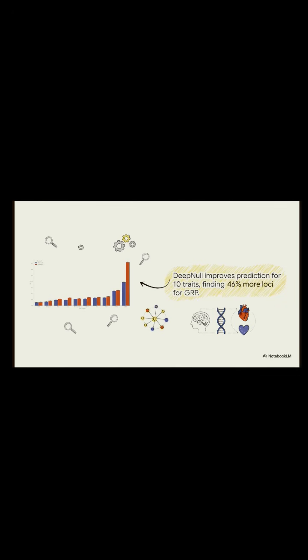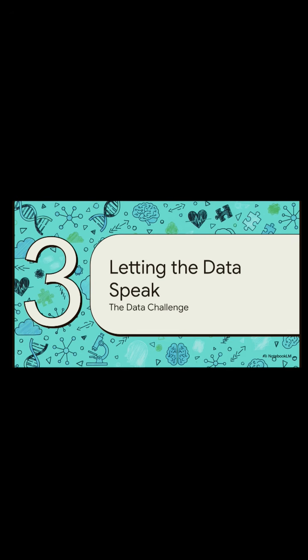When they unleashed DeepNull on actual patient data from the UK Biobank, the results were just incredible. For predicting the likelihood of glaucoma, DeepNull found 46% more significant genetic locations than the old-school method. I mean, that is a massive leap forward. It means we're getting way, way better at figuring out who's really at risk. Okay, so we've got a much better tool for finding the clues. Awesome.